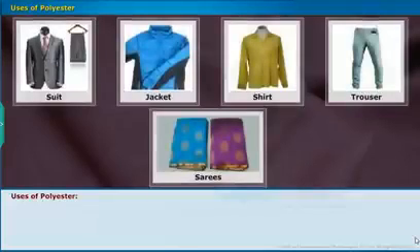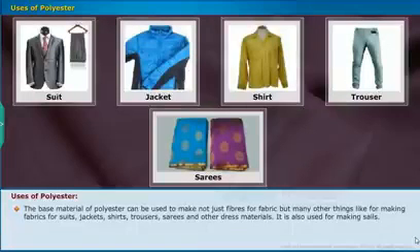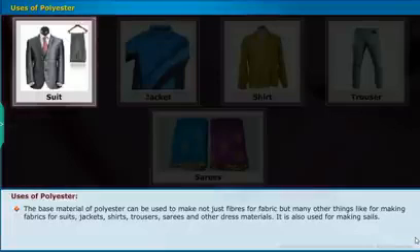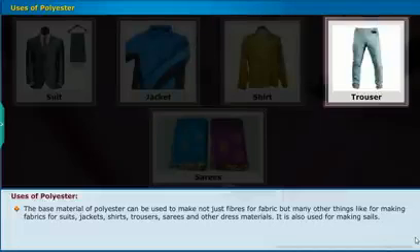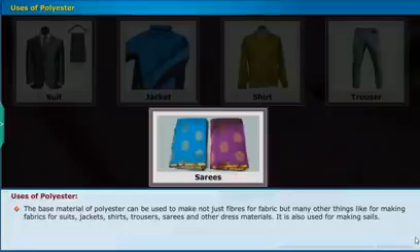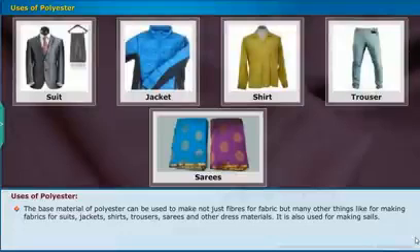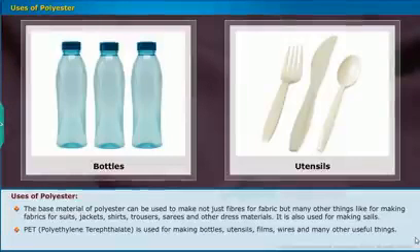We will now discuss the uses of polyester. The base material of polyester can be used to make not just fibers for fabric, but many other things, like fabrics for suits, jackets, shirts, trousers, saris and other dress materials. It is also used for making sails. PET, polyethylene terephthalate, is used for making bottles, utensils, films, wires and many other useful things.